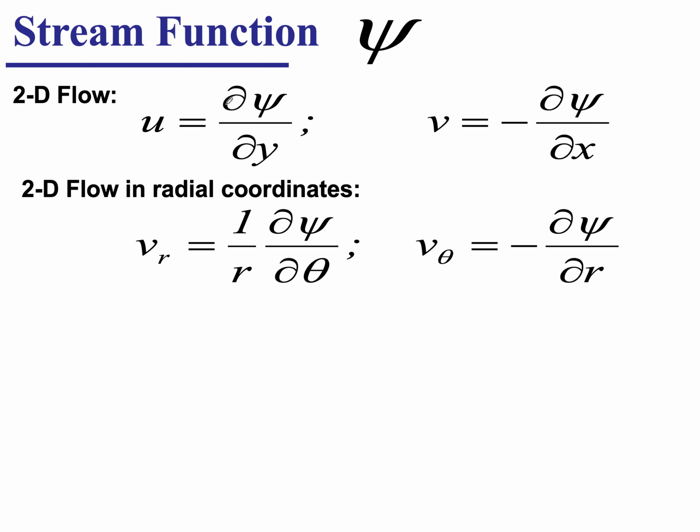And if you look at the radial coordinates, which we will come to, we will need to use those later on. You have the radial velocity component and you have the tangential velocity component, with r being the radial coordinate and theta being the angular coordinate. So that's the relationship between the stream function. So you define the stream function in Cartesian and radial coordinates.